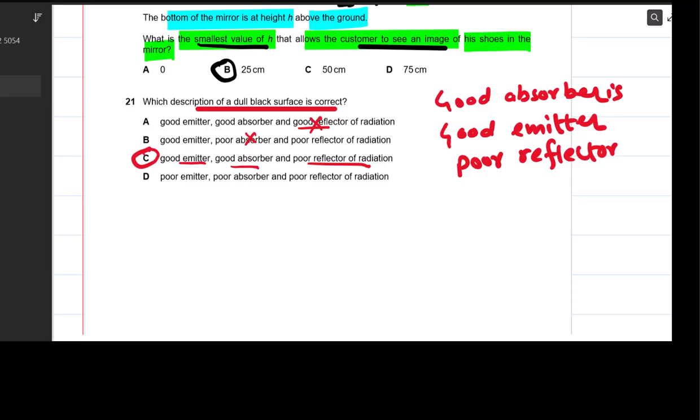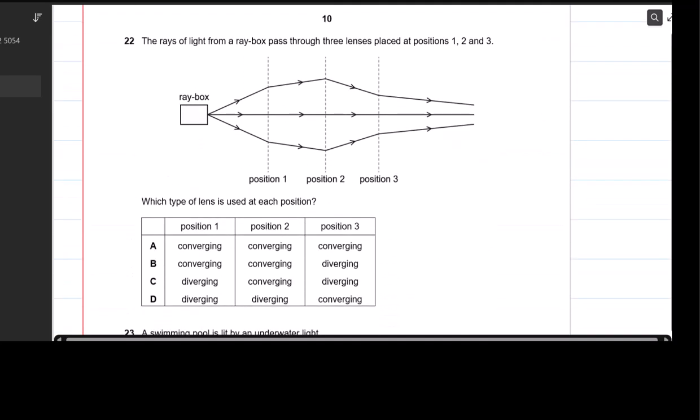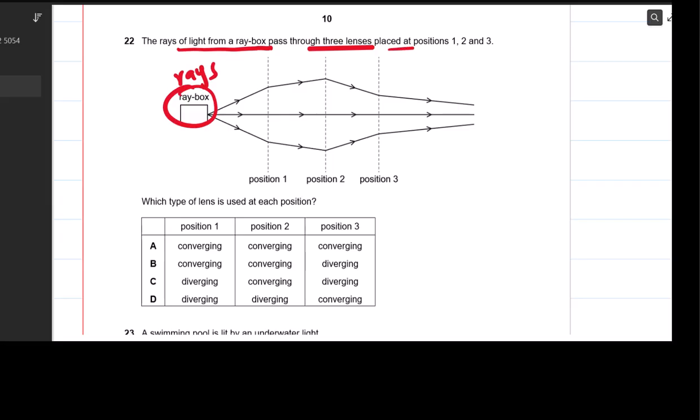dull black surface. So moving to question number 22. This is also an old question. A ray box is emitting some rays. The rays of light from the ray box pass through three lenses placed at position 1, 2, and 3. These are the positions of the lenses. Which type of lens is used at each position? Means which lens is here, which lens is here, and which lens is here.